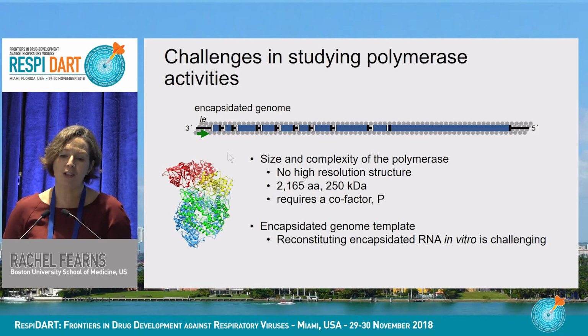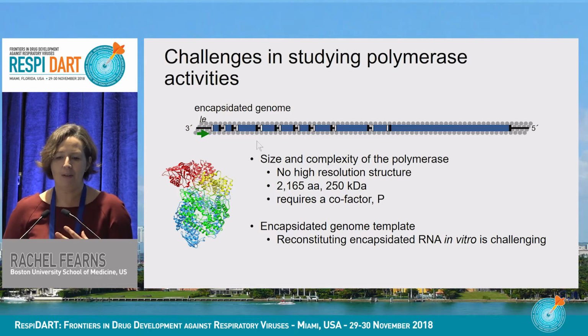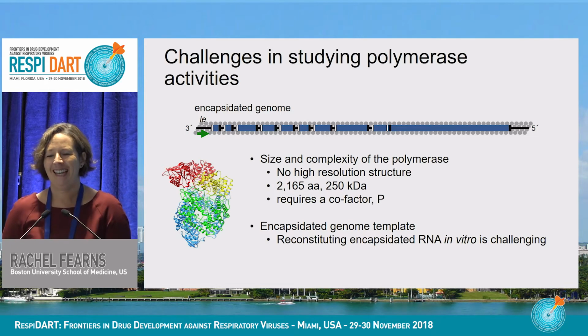And trying to reconstitute this encapsulated RNA in vitro has so far proven to be elusive, at least for long lengths of RNA. So without a structure, and with challenges in reconstituting polymerase activity in vitro, we are kind of challenged in developing inhibitors, but there is quite a lot that we can do nonetheless. So I'm going to focus now on the positives.